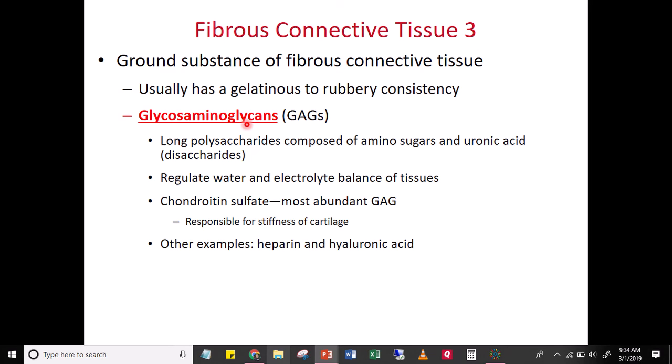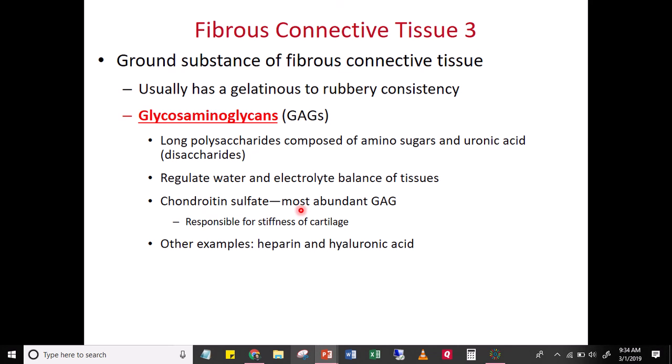One of the most common glycosaminoglycans is chondroitin sulfate, which you can buy at the store as a supplement to help your cartilage not feel so stiff, to get rid of the achy pain in your knees. Other GAGs, or glycosaminoglycans, include heparin and hyaluronic acid. Those typically are a little bit harder to find at the store. The chondroitin sulfate, though, is a very common one that we'll find.